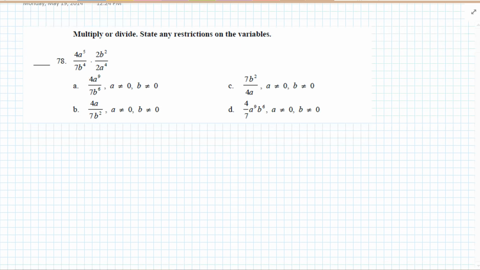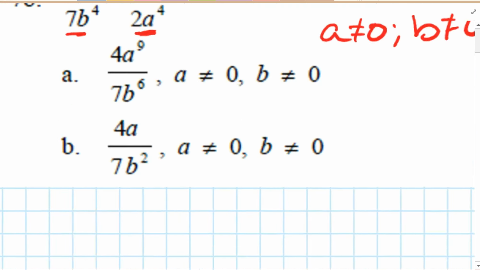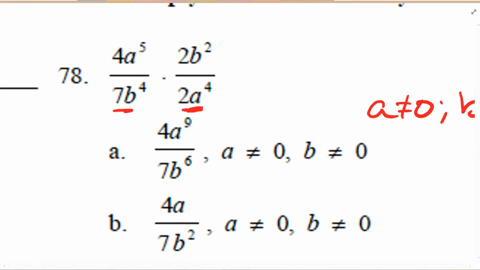78. Multiply or divide, state any restrictions. Since I have an a and a b on the denominator with nothing next to them, we know a cannot equal 0 and b cannot equal 0. Again, denominators cannot equal 0. So let's zoom in. Let's see what we can cancel now. I have a 2 on the top and 2 on the bottom, so they cancel.